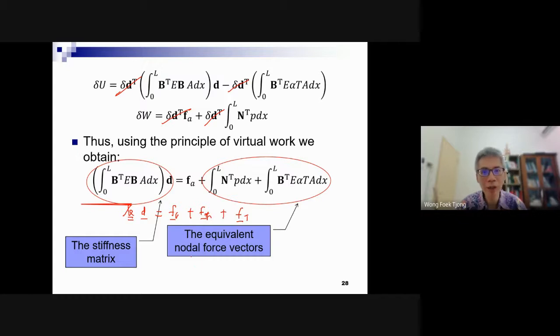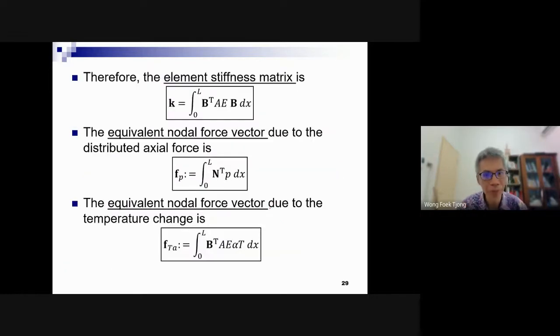Well, any questions so far? We get the discretized equations, the element equations. That's this one, or in matrix notation, this one. That's the definition. Please, if you have any questions. Well, now let's go further. Let's calculate the stiffness matrix.